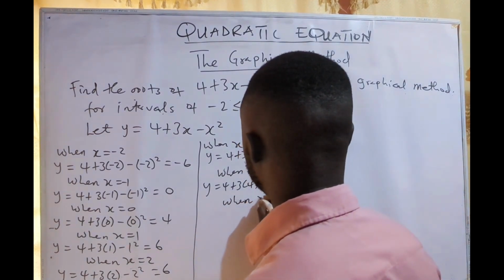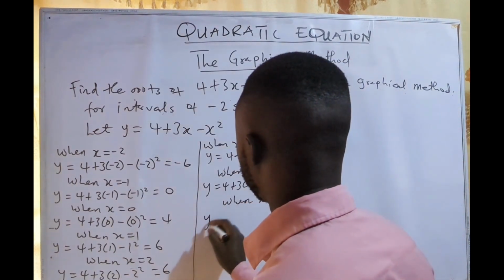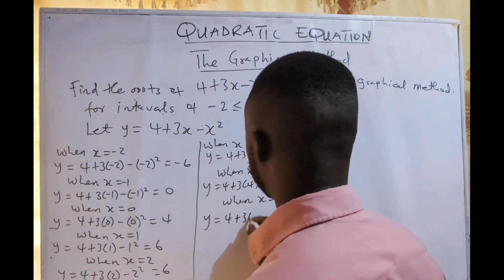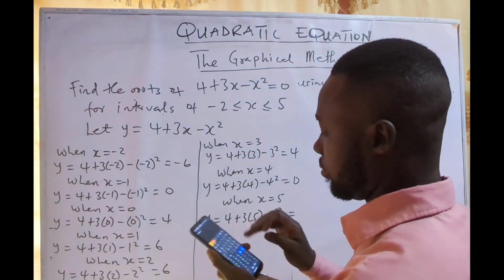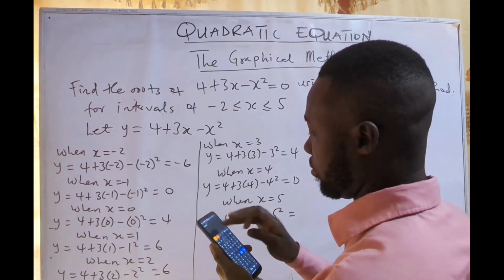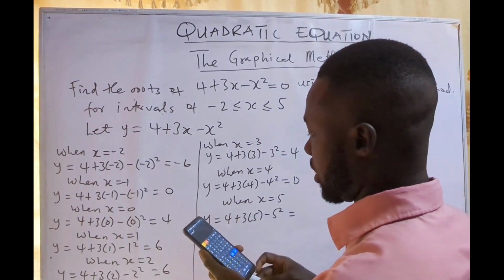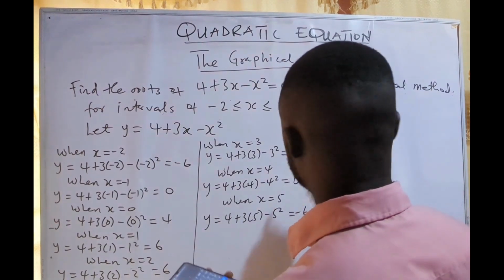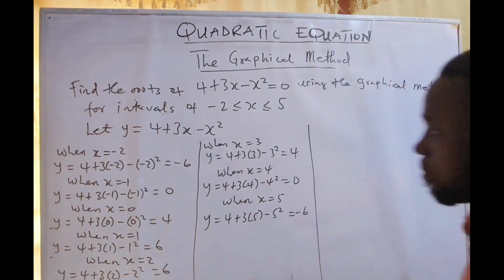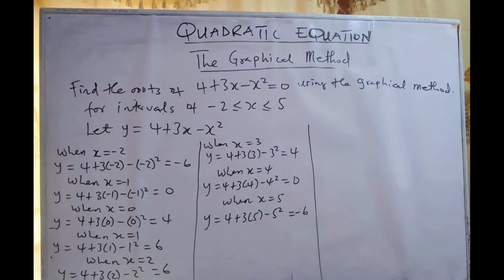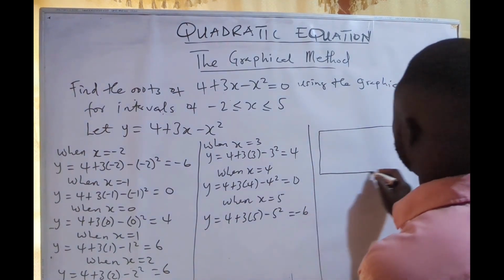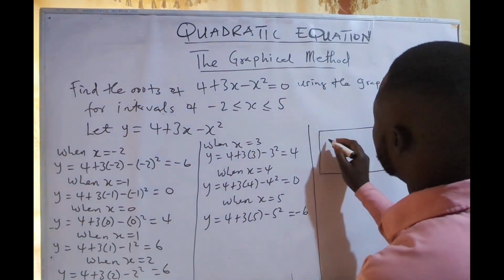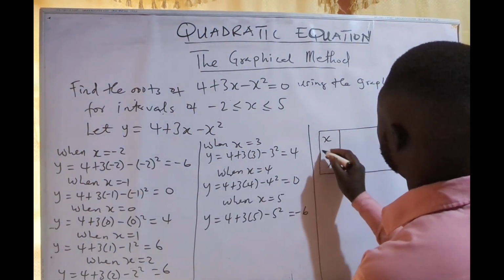And when x is equal to 5, then y will be equal to what? 4 plus 3 times 5 minus 5 squared, and that will give us negative 6. Okay, so we are done with the values, and now we can go straight and draw. So let me put it in table form like this, so that when we are drawing our graph it will be easier. So my x and then my y.